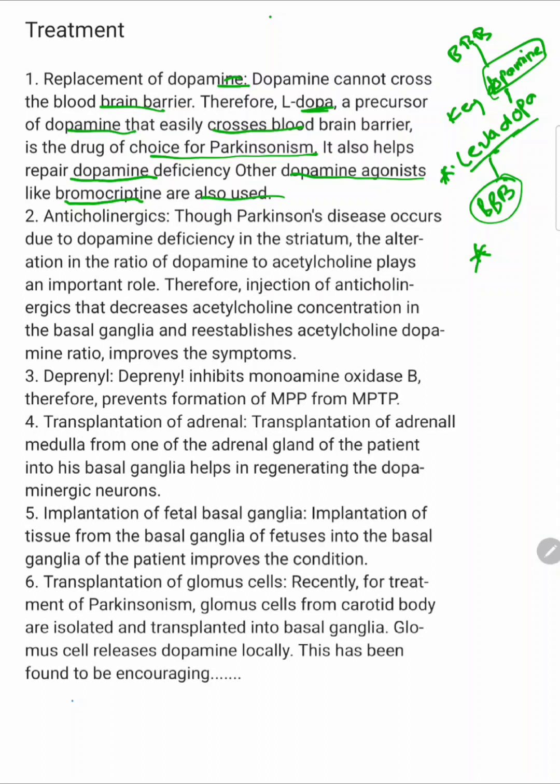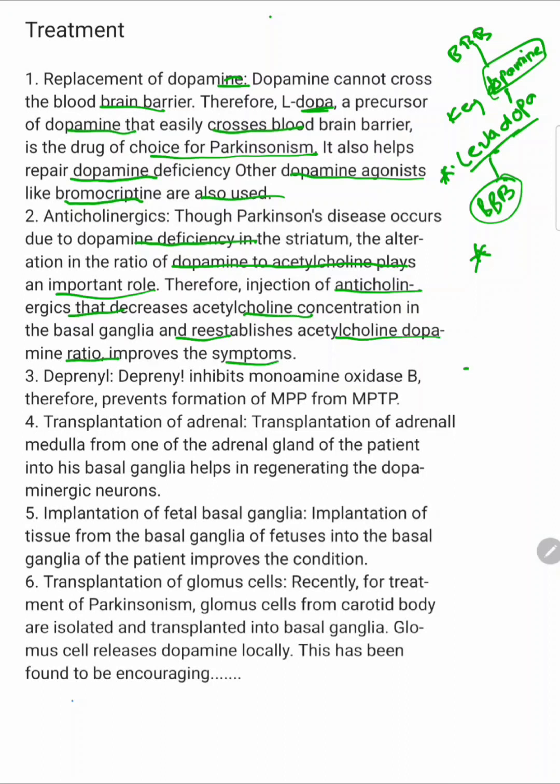Next, anticholinergics. Though Parkinson disease occurs due to dopamine deficiency in the striatum, the alteration in the ratio of dopamine to acetylcholine plays an important role. Therefore, anticholinergics that decrease acetylcholine concentration in the basal ganglia and re-establish the acetylcholine-dopamine ratio improve the symptoms.